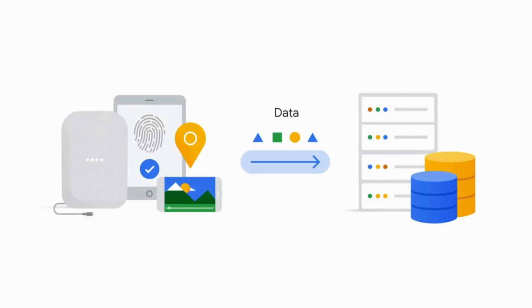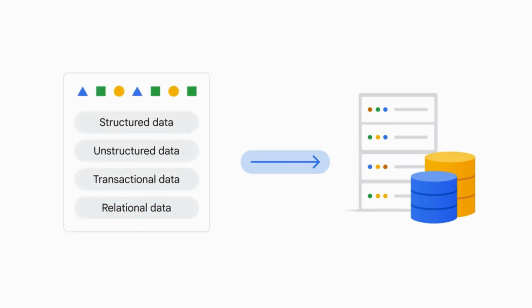Every application needs to store data, like media to be streamed or perhaps even sensor data from devices. And different applications and workloads require different storage database solutions. Google Cloud has storage options for structured, unstructured, transactional, and relational data.